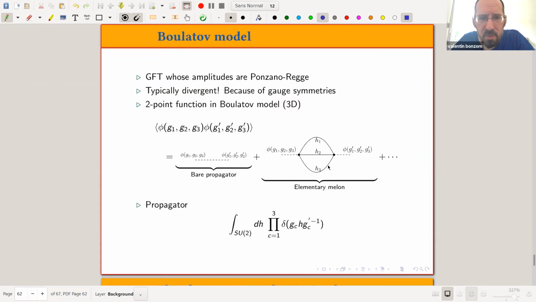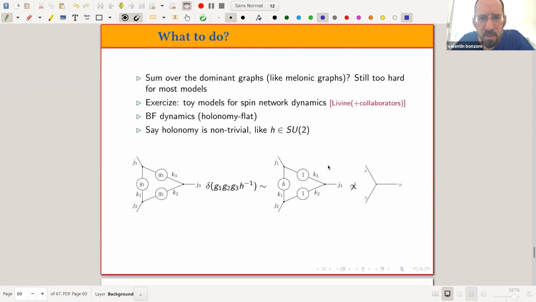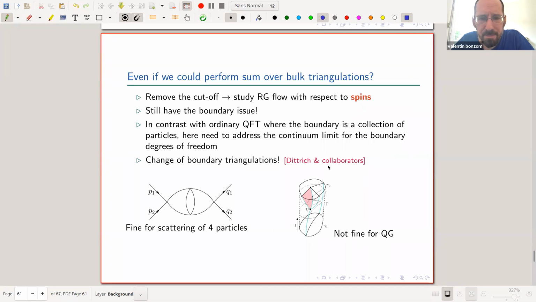Let me just go straight into group field theory and its renormalization. So let's say we can perform the sum over spin foams, over the bulk triangulations. There are still a few things that we would like to do. The first is to remove the cutoff, which means we have to study some renormalization group flow with respect to spins.